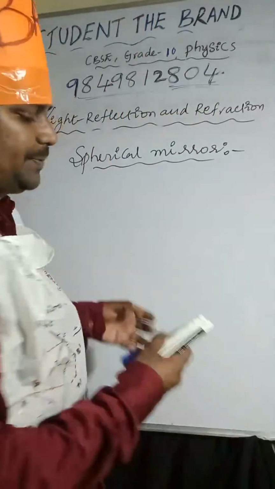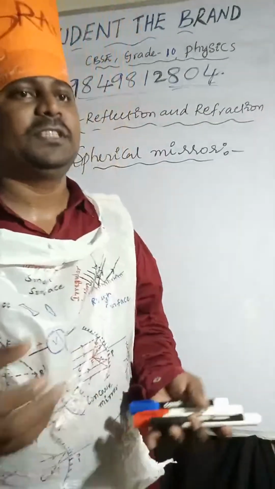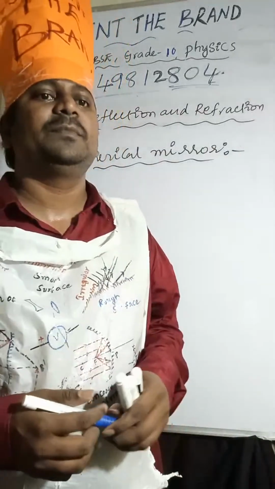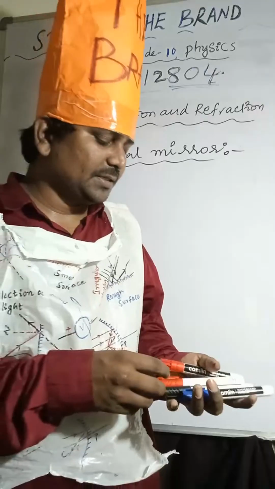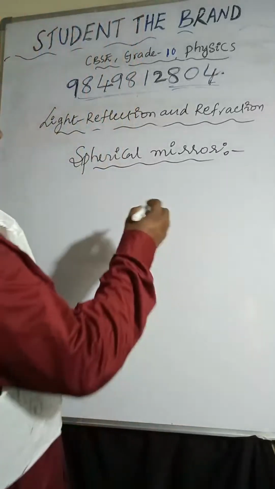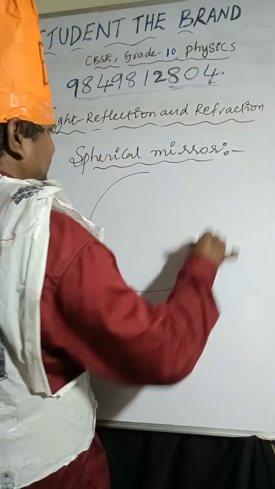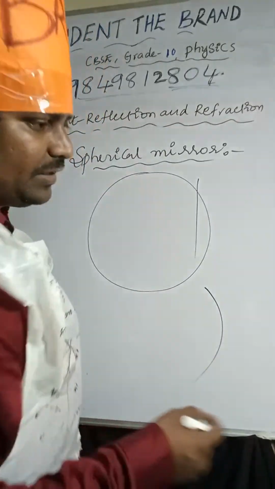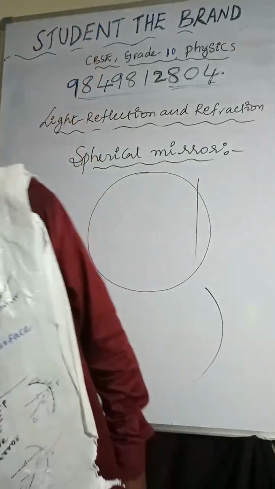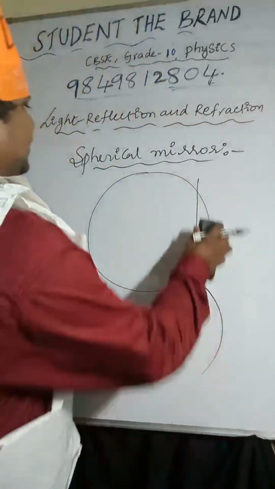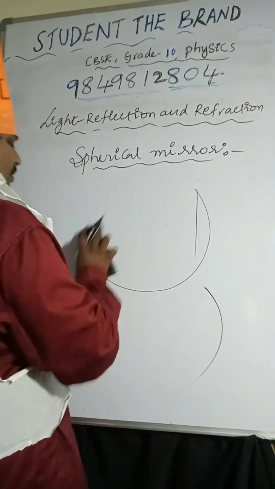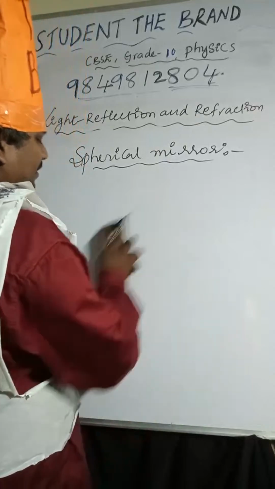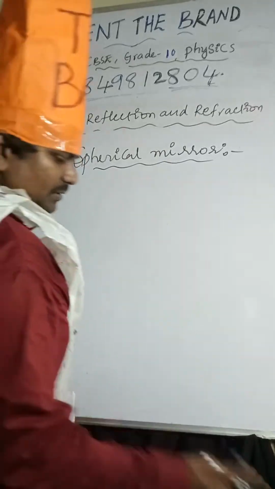We'll discuss spherical mirrors. The mirrors which are in the form of curved shape are called spherical mirrors. Depending on the reflection of light, mirrors are divided into two types: concave mirror and convex mirror.